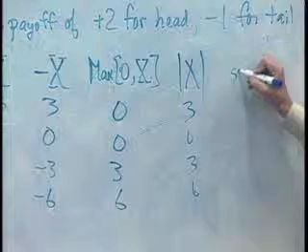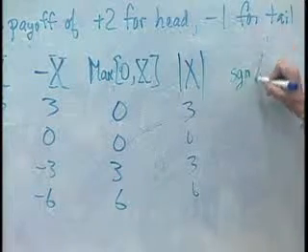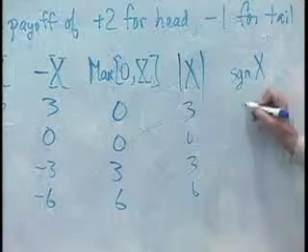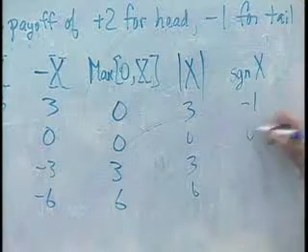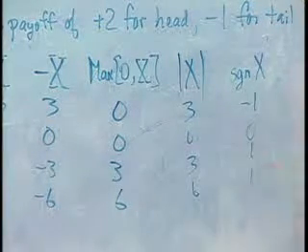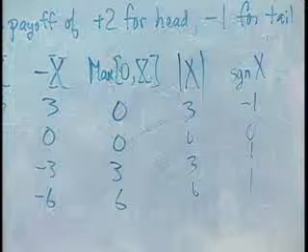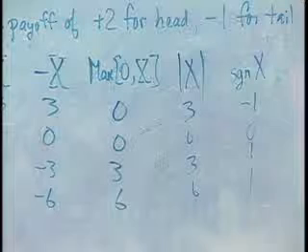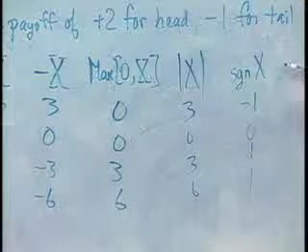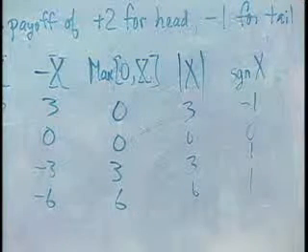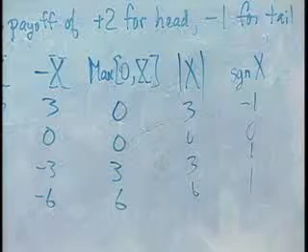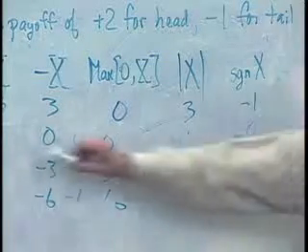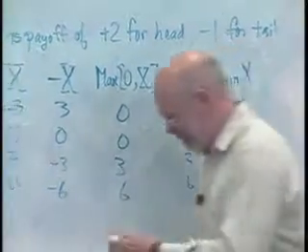And finally, the sign function, SGN, which is minus 1 if x is negative, 0 if it's 0, and 1 if x is positive. What is the probability that the function that indicates your payoff is positive is plus 1? 1/2 again, adding these two together.